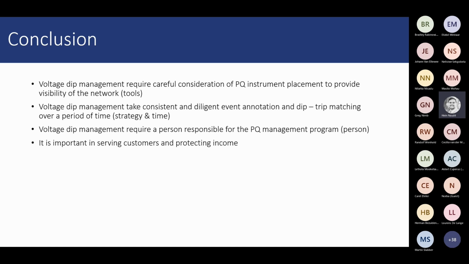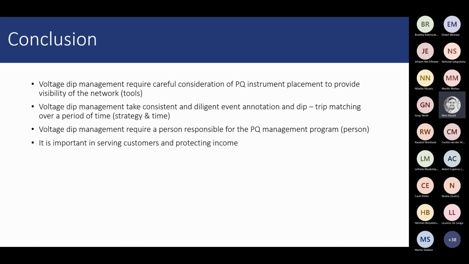Okay, so to conclude, before I do just a quick demonstration of Osprey Pro, voltage dip management requires careful consideration of power quality instrument placement to provide visibility of the network. So you need to consider in your network where it's important to install power quality analyzers or dip recorders. From the point of view of a municipality, you definitely want to investigate on the incomers, maybe your load centers, to be able to pick up voltage currents, fault currents in your network.